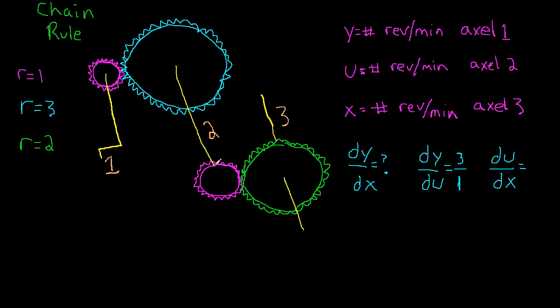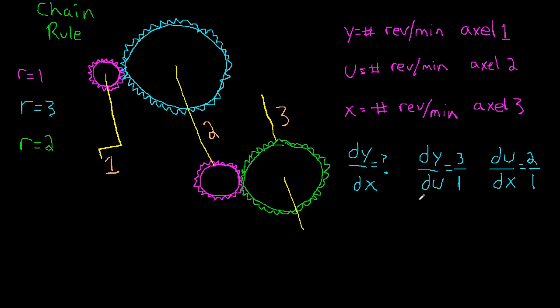Well, let's think about it. This sprocket right here has a radius of 1. This sprocket has a radius of 2. So if this sprocket turned only one time, it would turn this sprocket a half a time. So this guy would actually have to turn twice in order to spin this sprocket once, which in turn would spin the axle once. So what did we just say? We said that the change in u, the change in the second axle, would have to be 2 revolutions. And that in turn is going to drive that third axle 1 revolution.